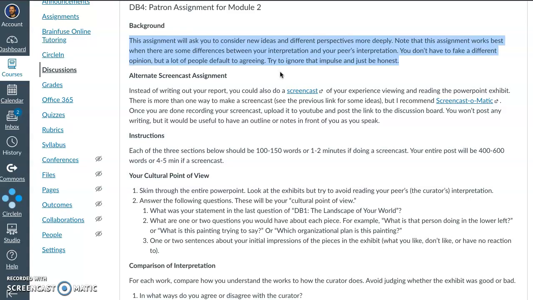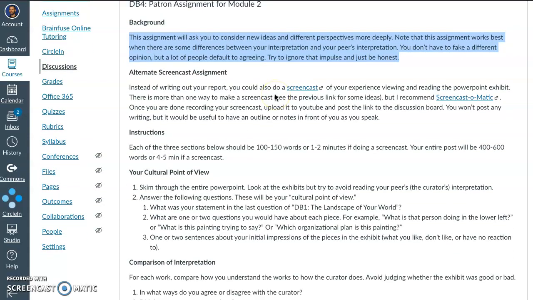Now, instead of writing out your answers, you could also do a screencast. A screencast is what you're watching now. It's where you're recording the screen and your voice at the same time. As you go through the screen, the viewer is taken along with you. I like these a lot. I find them a little easier to do than writing out answers, and they're a little more fun to watch as well. And you can share them with other people.